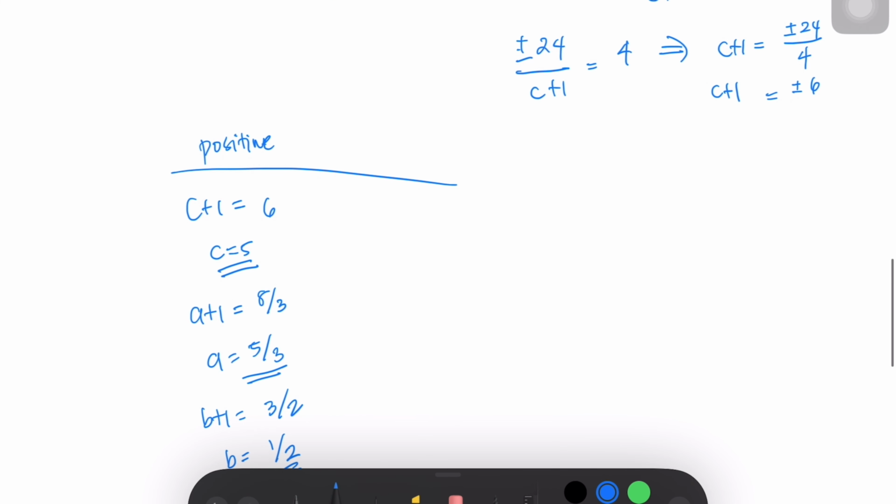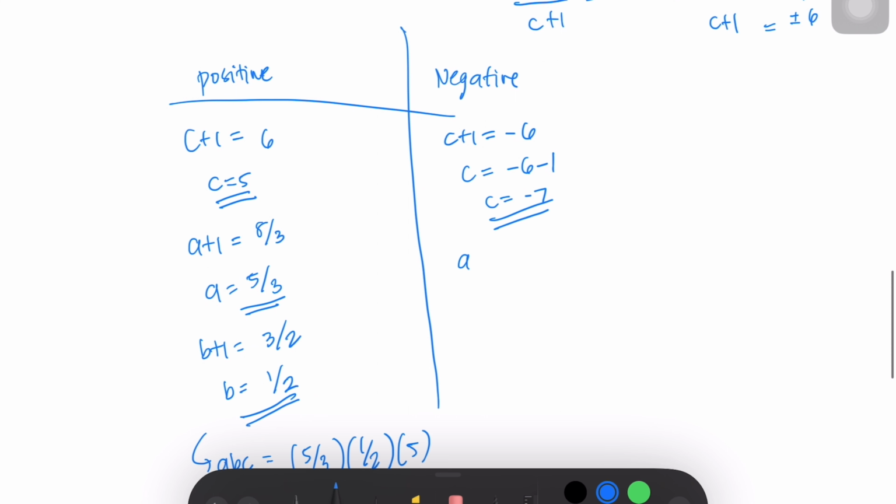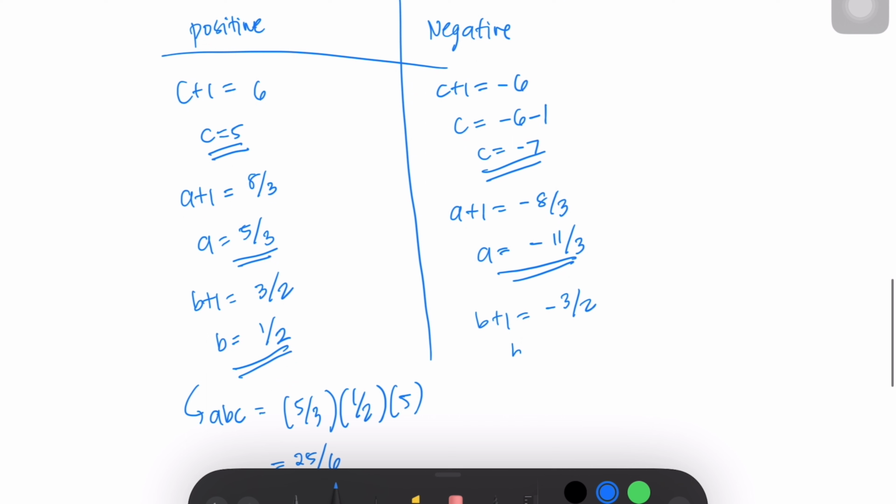Now let's go to the negative side. We have c plus 1 equals negative 6. So c is equal to negative 6 minus 1, or c equals negative 7. Do the same for a. a plus 1 is equal to negative 8 over 3. So a equals negative 11 over 3. b plus 1 equals negative 3 halves, which means that b is equal to negative 5 halves.